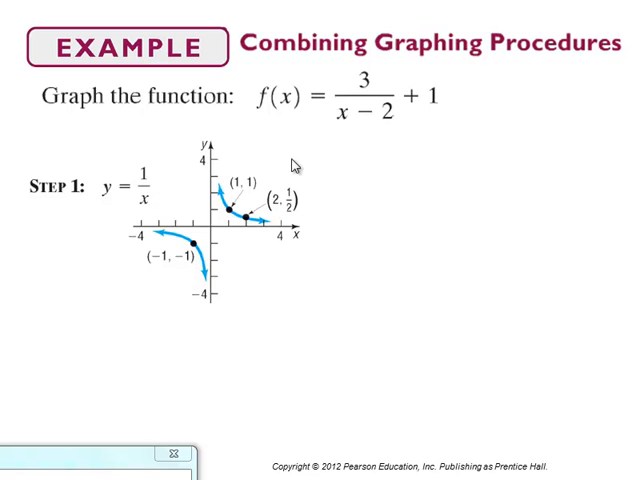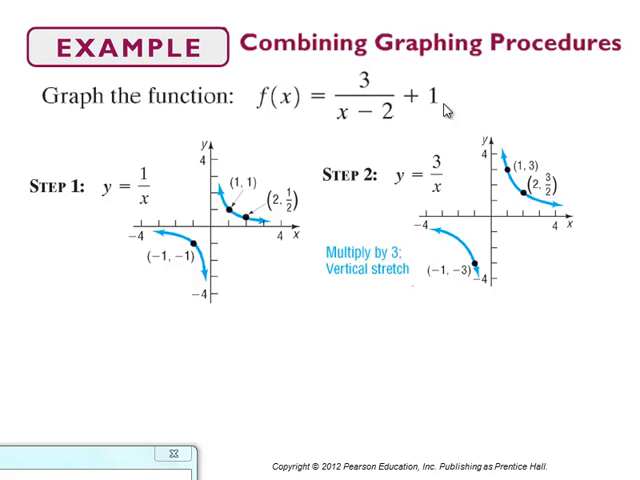There's the graph. And then we could either replace x by x minus 2, or we could multiply by 3, or we could add 1. Your choice. But let's just say that we're going to choose as our next step multiplication by 3. And when we do that, of course, what does that do to the function? All right. Well, you're multiplying the function by 3. So that's going to affect a vertical stretch by a factor of 3.